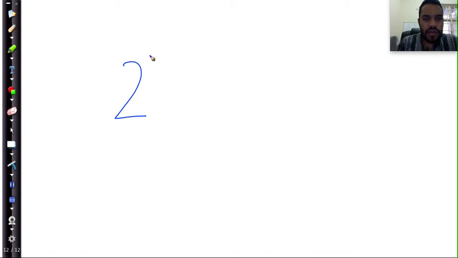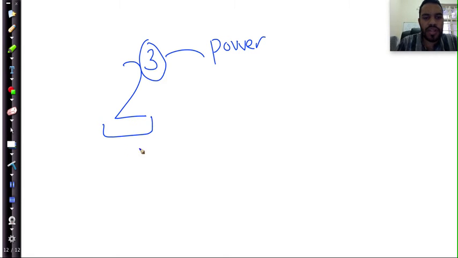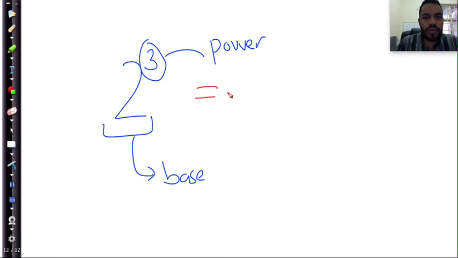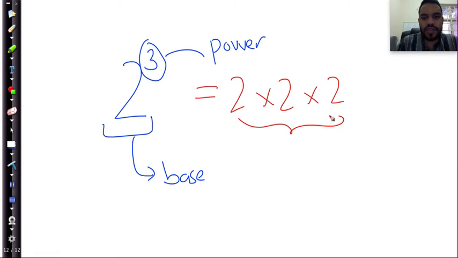Firstly, we have 2 to the power of 3. The 3 over here, that is the power or the index or the exponent. And this over here is what we call the base, right? This is called the base. Now, simply put, 2 to the power of 3 means 2 multiplied by itself 3 times. 2 times 2 times 2, 3 times.